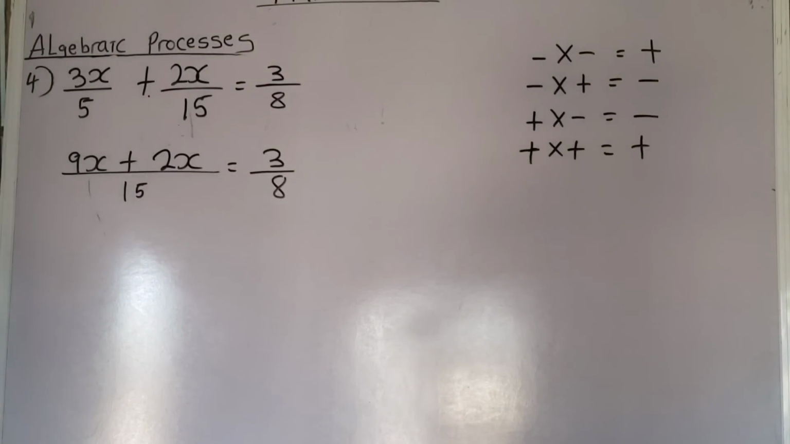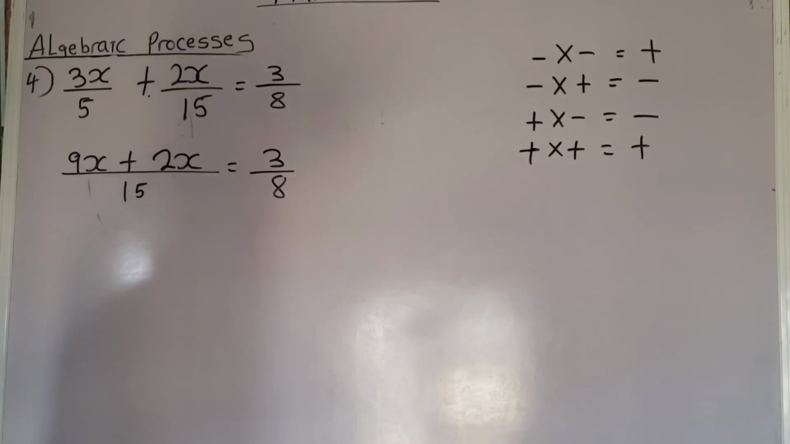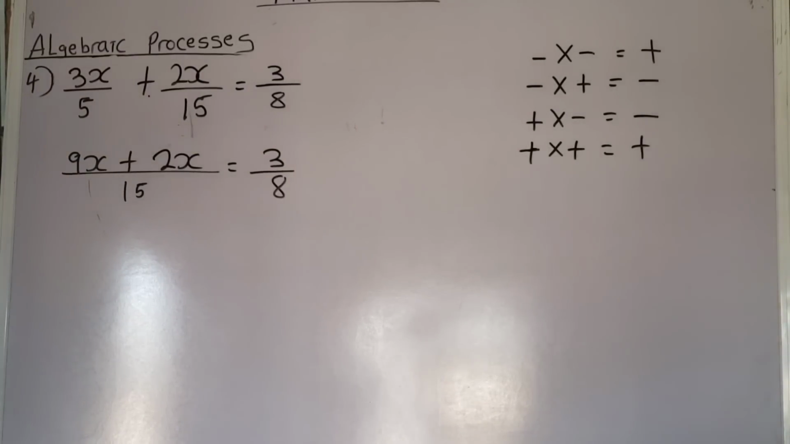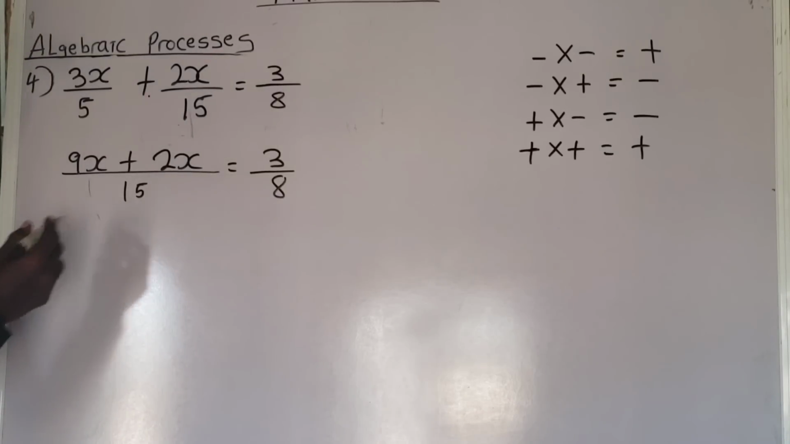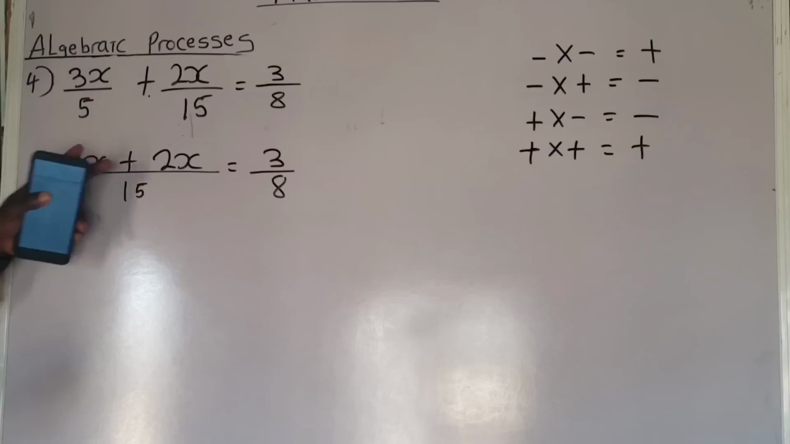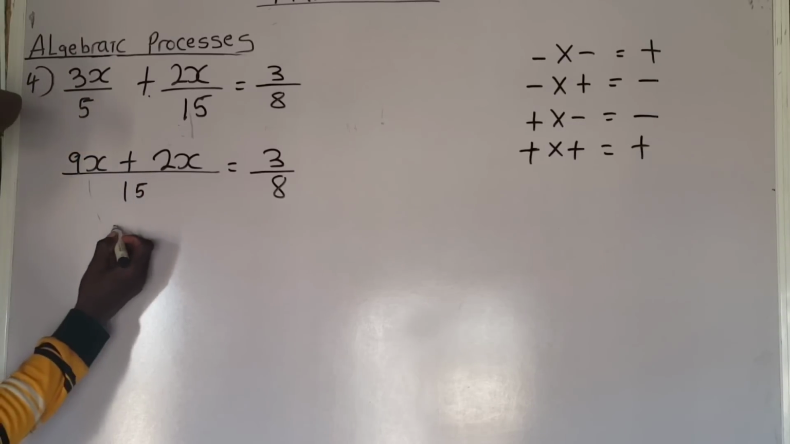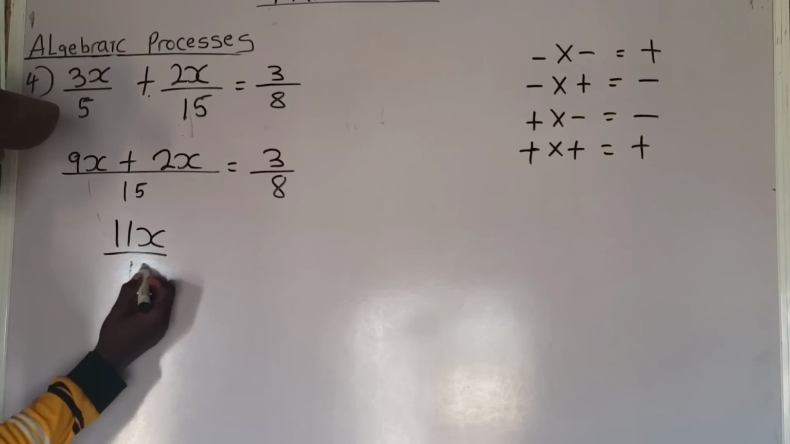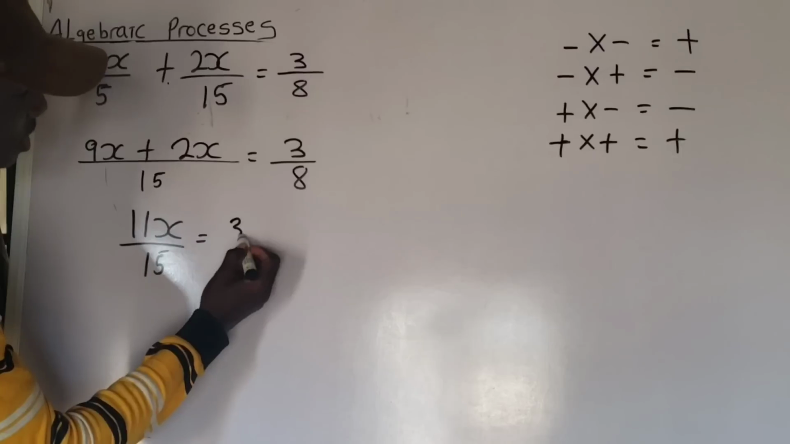Okay, when you are given a fraction, maybe two fractions, and you're asked to solve it, the first step is to take the LCM. The LCM of 5 and 15 is what? 15, because that is the number which can be divisible by both 5 and 15. You understand? And I told you the meaning of LCM. LCM simply means the lowest common multiple. Okay, so now, having gotten to this point, we can collect like terms. Okay, we can add this and this together. 9x plus 2x, that is what? 11x. So I'm going to have 11x all over 15 is equals to 3 over 8.